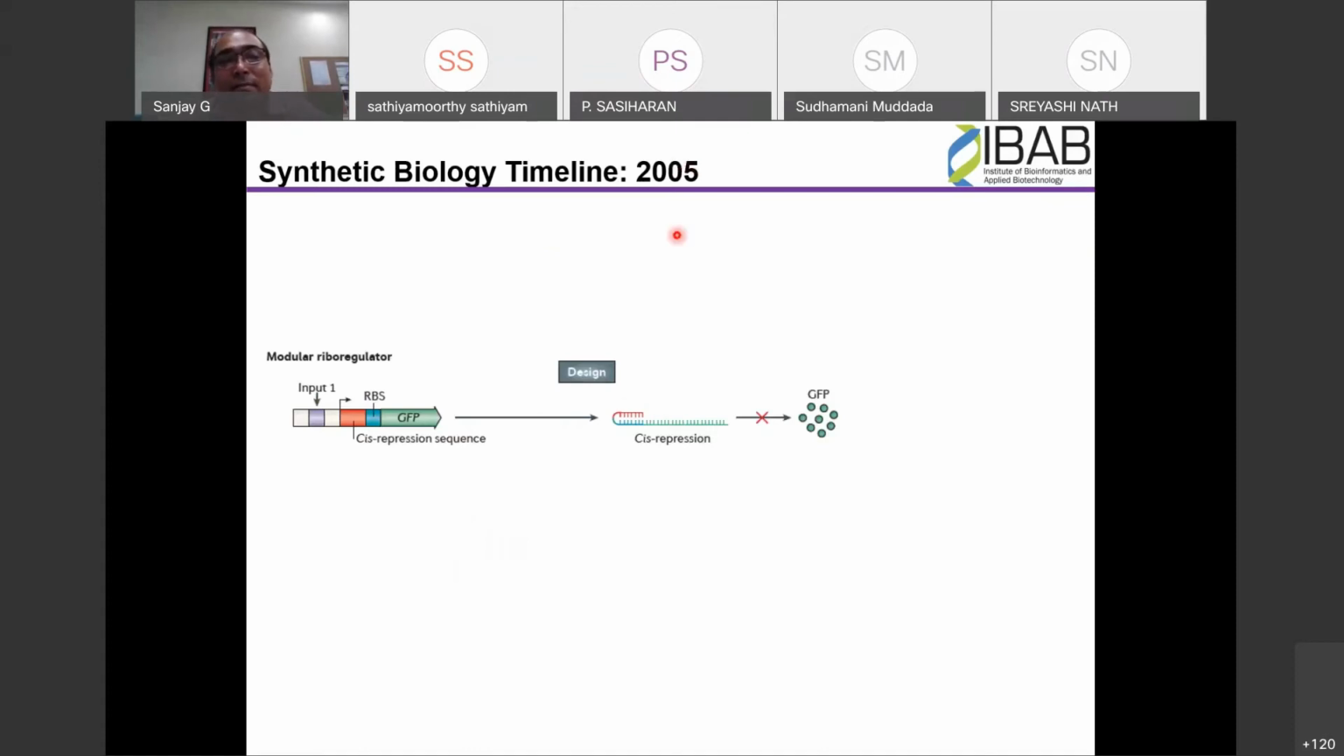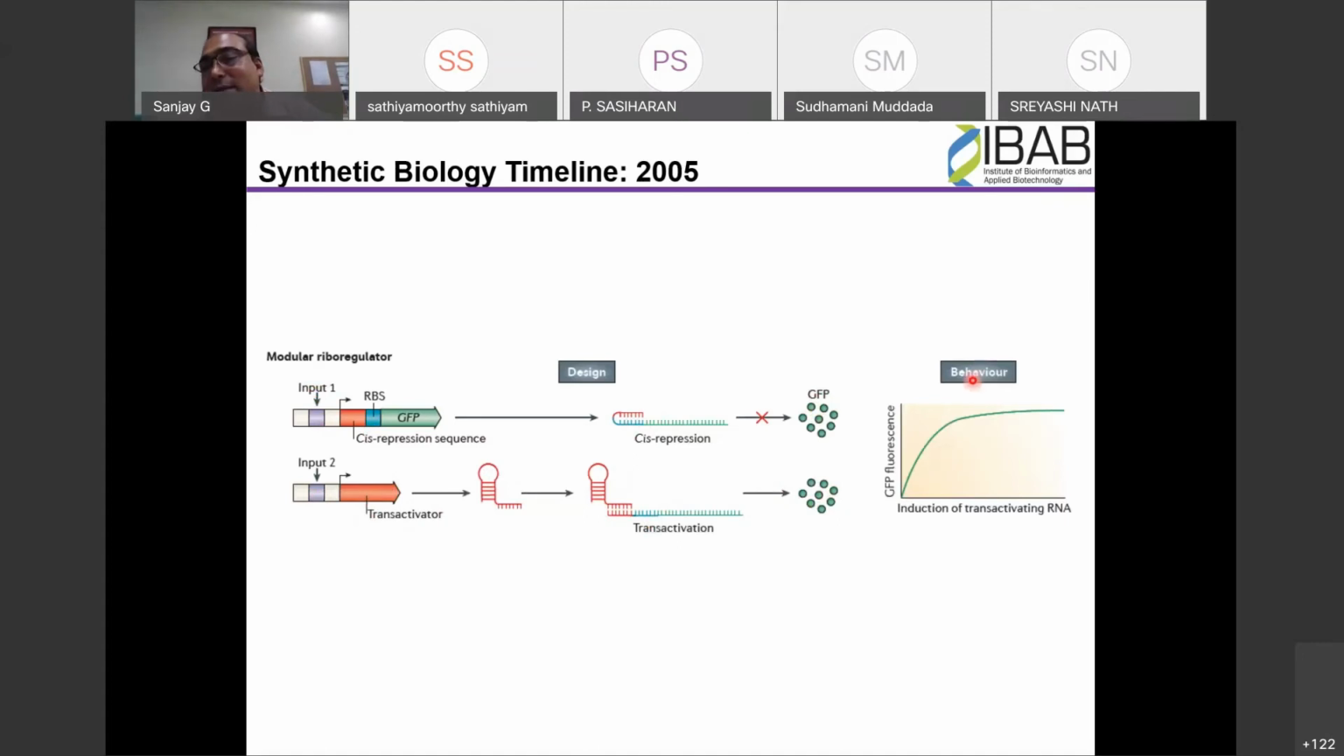Then around the same time, the first RNA-based regulation of genes was established. The idea is very simple and straightforward: if you give an input, there is a sequence in the RNA which will block its own expression, and thus the protein will not be made. However, if you give another input, then a transactivator sequence is made. This sequence will go and bind to this RNA, and then it will open up this activation domain. So now the ribosome can bind and it can translate. So the GFP can now be made.